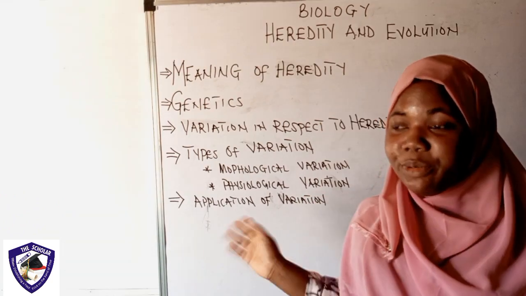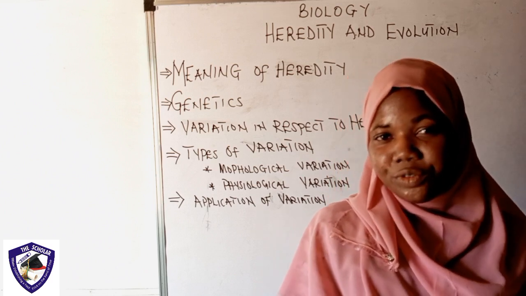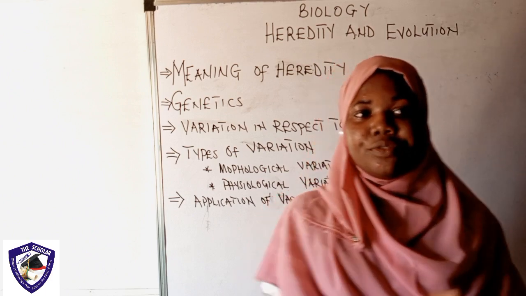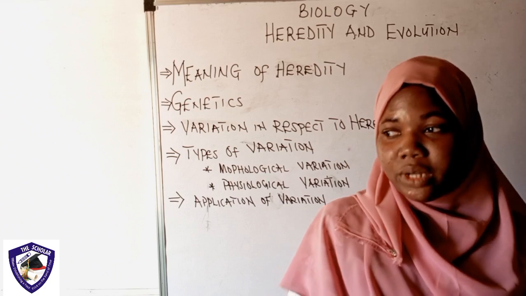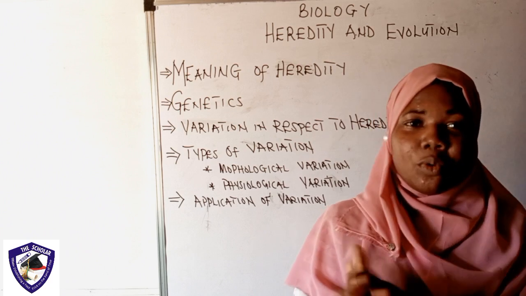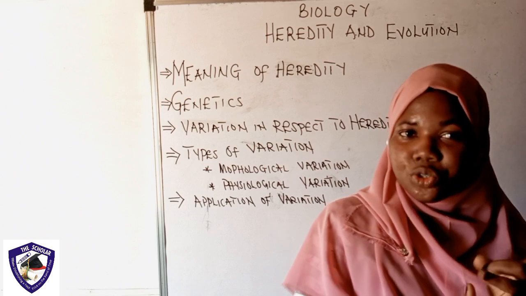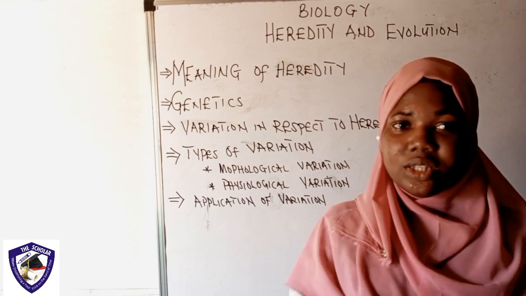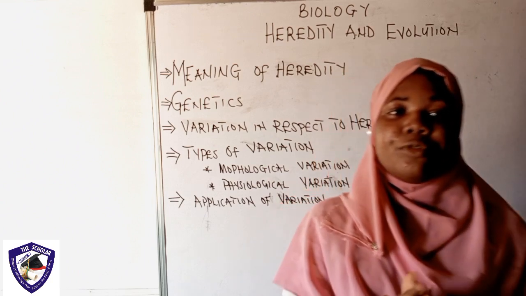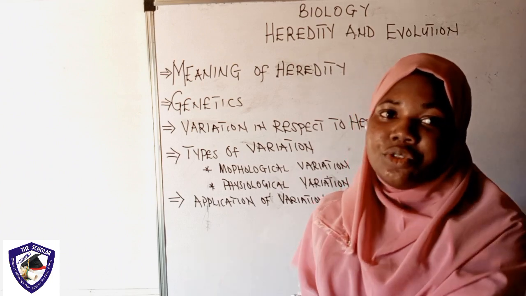In conclusion to the aspect of variation, we'll be looking at the difference between the two types of variation, which is the morphological variation and physiological variation, also known as continuous and discontinuous variation. Continuous variation is caused by codominance, while discontinuous variation is caused by complex dominance. Also, intermediates are present in continuous variation, while there is no intermediate present in discontinuous variation. Lastly, continuous variation follows normal distribution, while discontinuous variation is not evenly distributed.